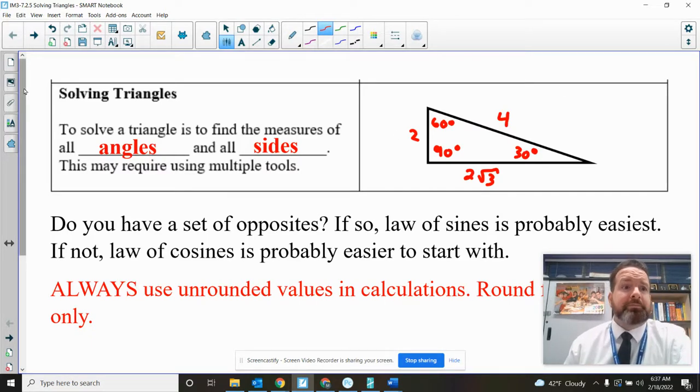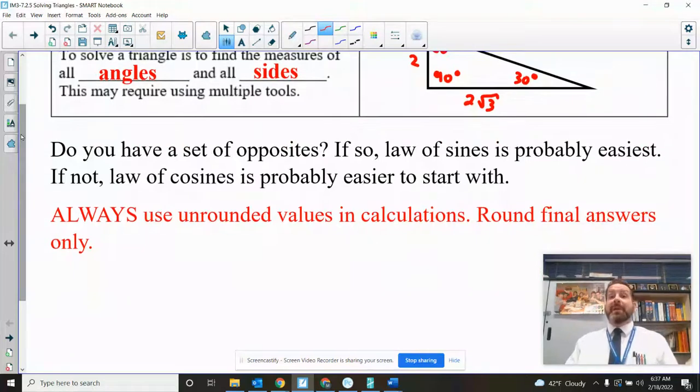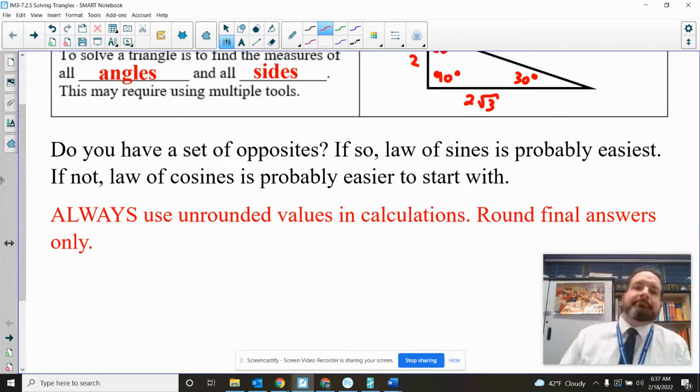Now, to do this, you may need to use Pythagorean theorem, the fact that all the angles in a triangle add up to 180, the law of sines, the law of cosines. You have all these tools to help you get these triangles solved. So what's easiest? Typically, if you start with a set of opposites, meaning a side and angle across from each other, then I would use the law of sines. It's a little easier to use than the law of cosines.